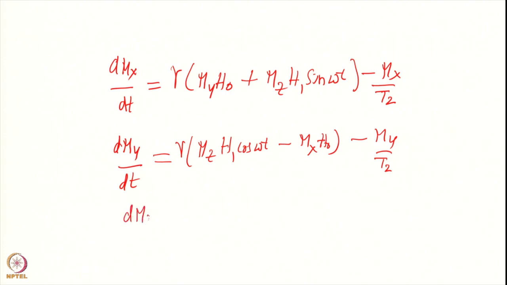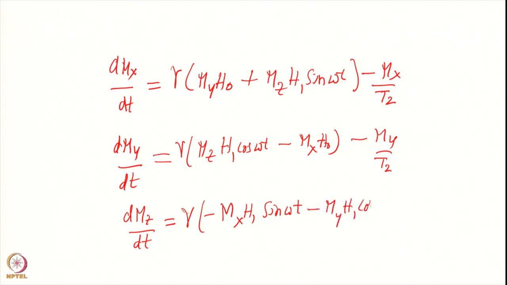Now, what about the z component? dMz by dt is given by gamma times minus Mx H1 sine omega t, minus My H1 cosine omega t, minus (Mz minus M0) divided by T1. So the first part is the transverse components, and the last is the relaxation part, which depends on the T1 relaxation time. Mz is the magnetization at any point in time, M0 is the equilibrium magnetization. Depending upon the deviation of Mz from M0, there will be relaxation going on, and Mz is going to change. So these are the Bloch equations in the so-called laboratory frame.